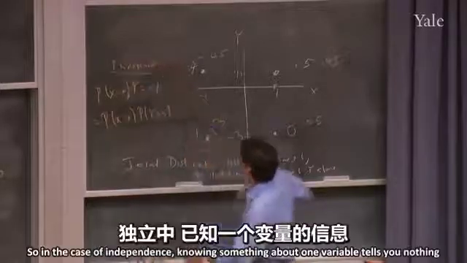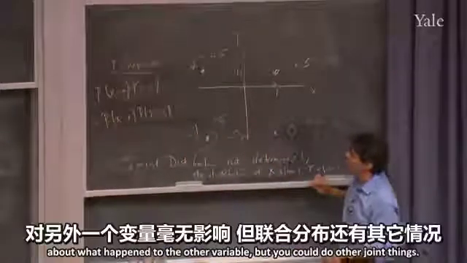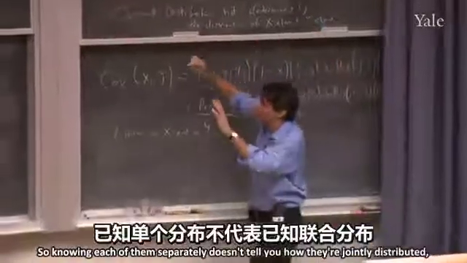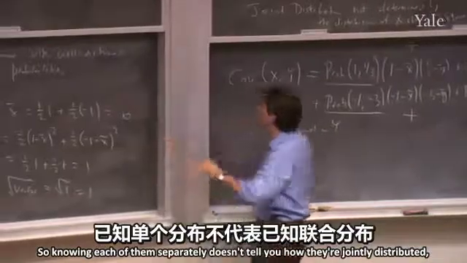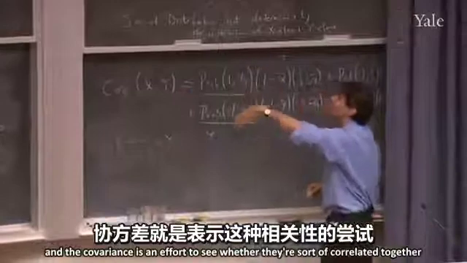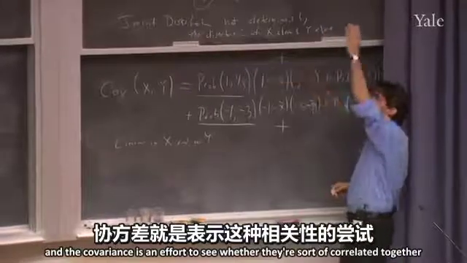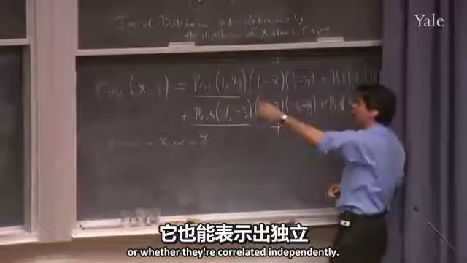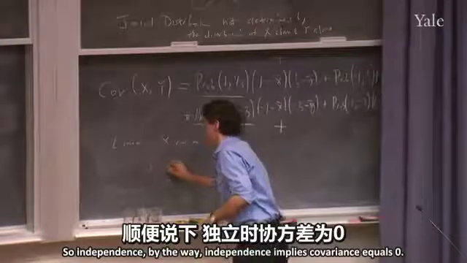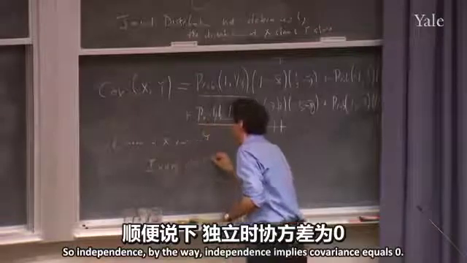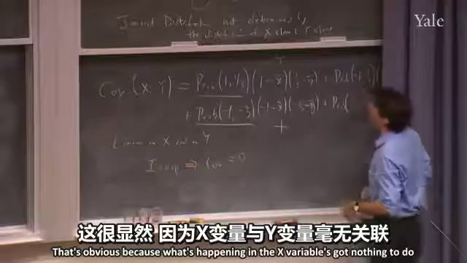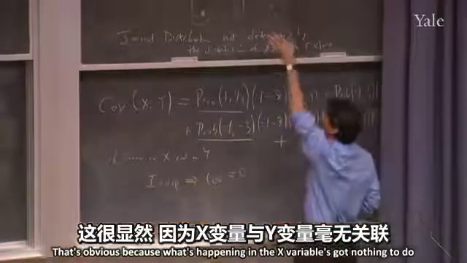So in the case of independence, knowing something about one variable tells you nothing about what happened to the other variable. But you could do other joint things. So knowing each of them separately doesn't tell you how they're jointly distributed. And the covariance is an effort to see whether they're sort of correlated together or whether they're correlated independently. So independence, by the way, implies covariance equals 0.